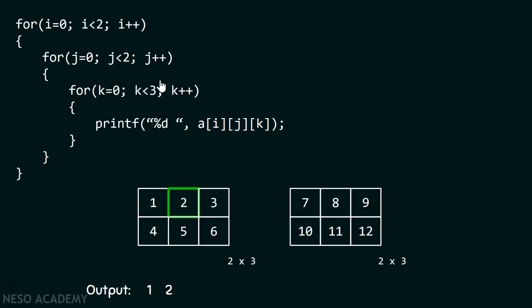Condition is satisfied. Therefore, we'll jump to this particular location because we are still at the first row of this first 2D array. Only the k will get incremented, right? Therefore, this element will get printed on the screen. After that, k will again get incremented. But this time k is now 3. 3 is not less than 3. Condition is not satisfied. Therefore, we will exit from this for loop.